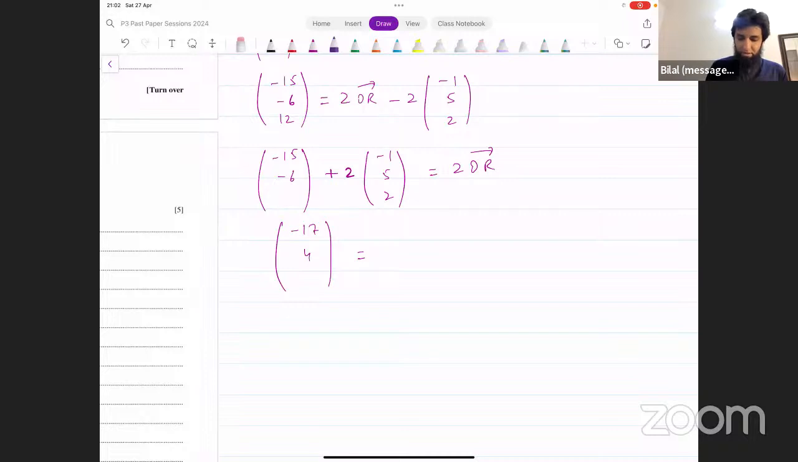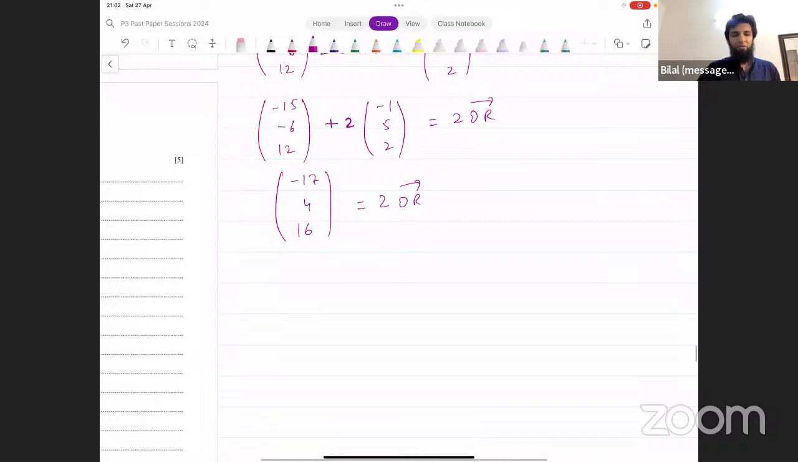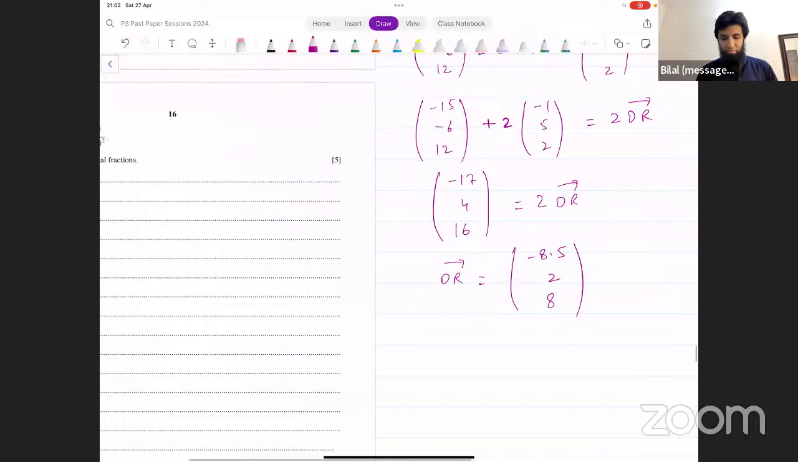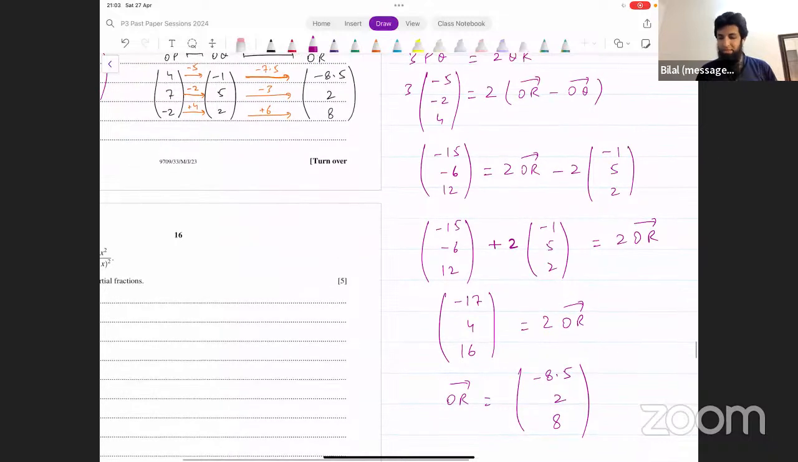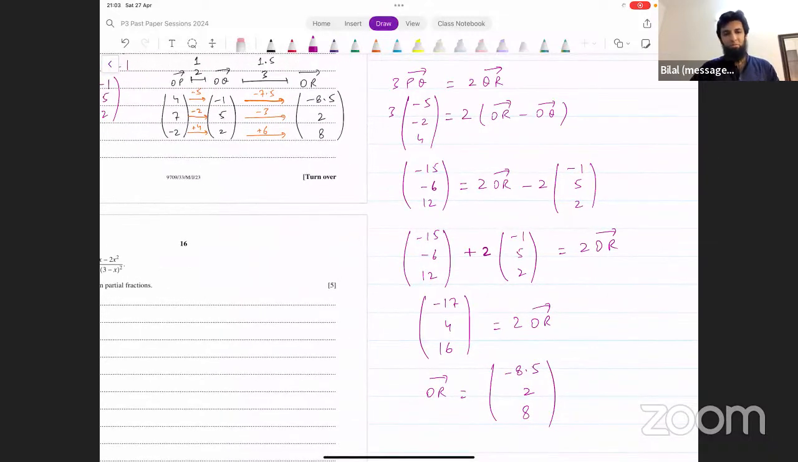You can write this clearly. 12 plus 2 into 2, that will be 16. Yes, that's also correct. On the right side, we've got 2 into OR vector. Now divide the other side by 2, so we have 1 over 2 times this. And that will give us the vector OR, which turns out to be -8.5, 2, and 8. And that's the same thing that we got there as well. That's the vector OR.